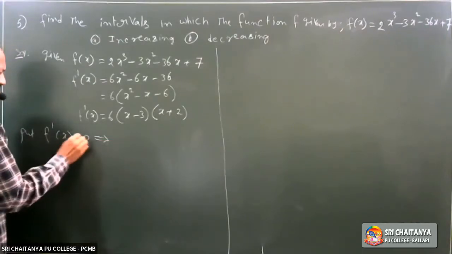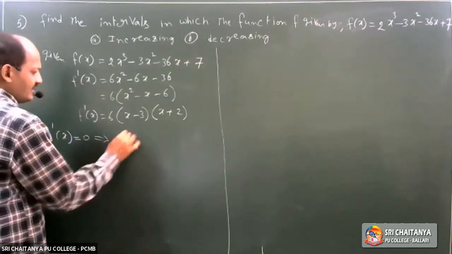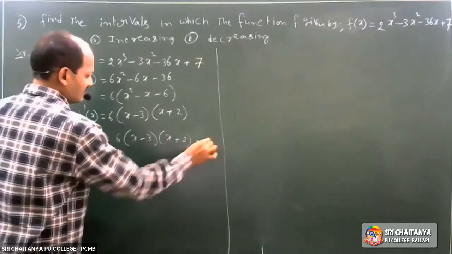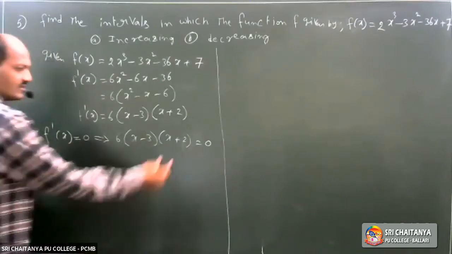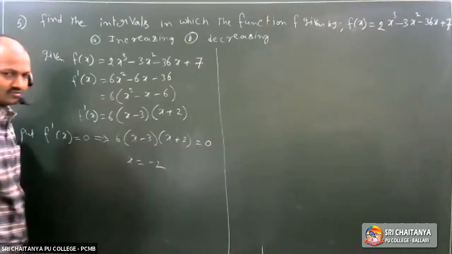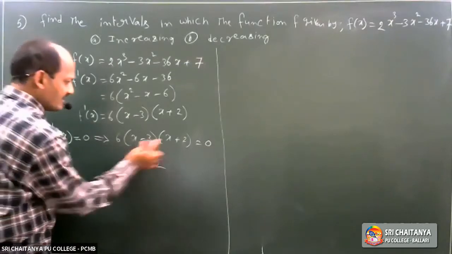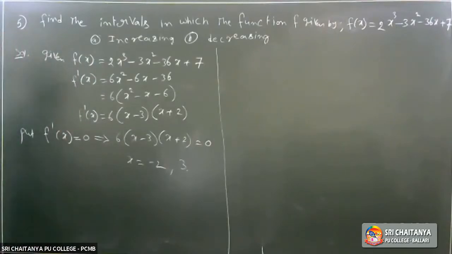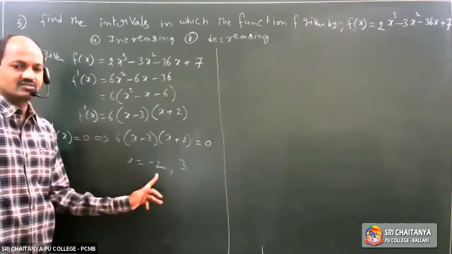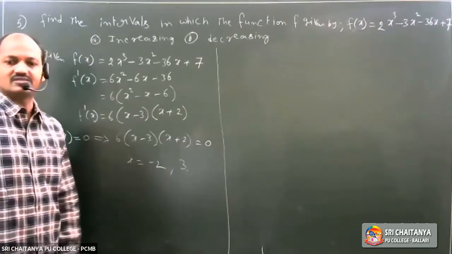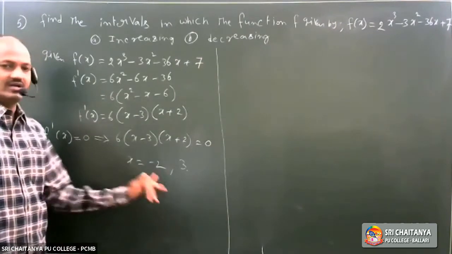If the first derivative is equal to 0, then 6 into x minus 3, x plus 2 is equal to 0. That means x plus 2 equal to 0, we get x value minus 2. Next, x minus 3 is equal to 0, then we get x value 3. So here we get x values minus 2 and 3. In the previous one we got only one value, but here we get two values.